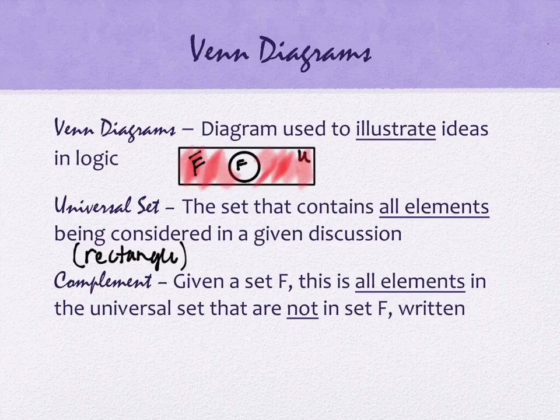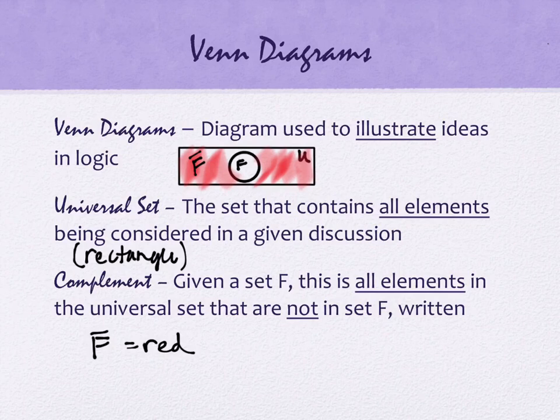Wait, okay, so the U in the rectangle? The U is the entire rectangle. The F bar is just the red part. And then the F inside the circle? The F inside the circle is a set F.